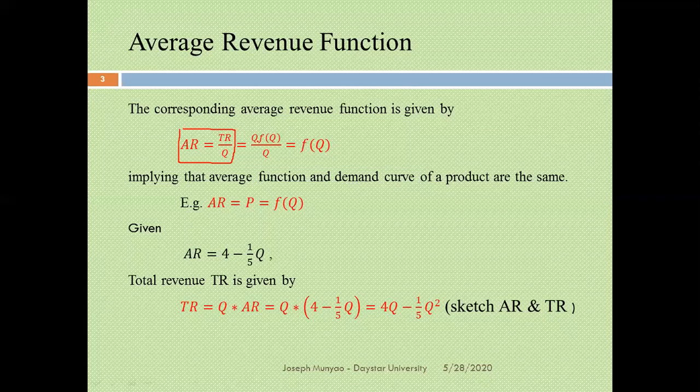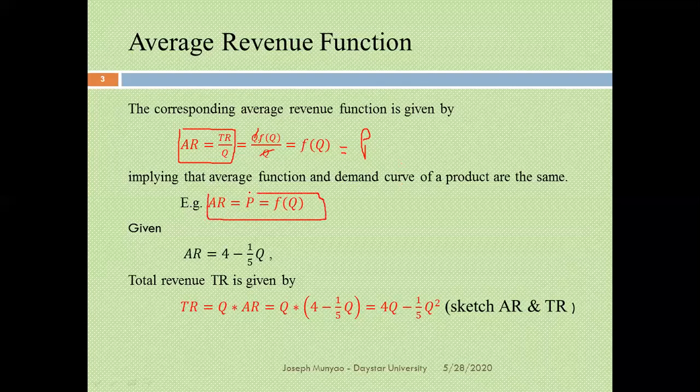Now, TR, you have said we can take the quantity demanded Q times the P, and P was equal to f of Q. So if you cancel this and this, it gives you f of Q, meaning that the average revenue is exactly equal to P. So this implies that the average revenue function and the demand curve of a product are always the same. That is what I'm trying to say there.